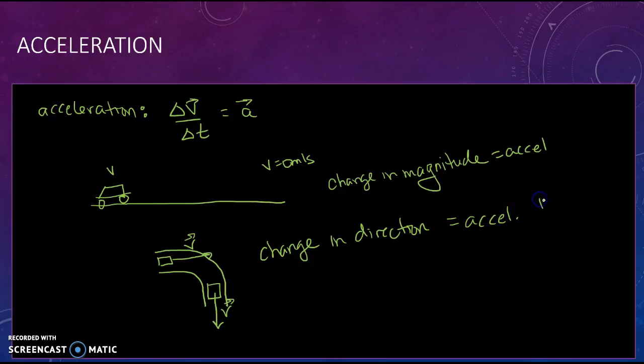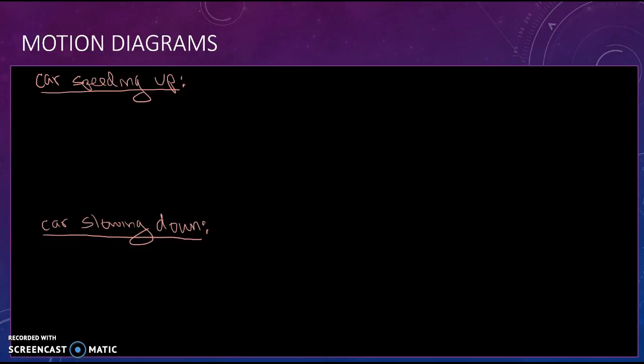Now, I'm going to put a little asterisk by this. We'll get to this later. We're not going to deal with this change in direction very much in this chapter. We'll deal with it a lot when we get to rotational motion. So really, we're going to be focusing right there. We're going to be focusing on the change in magnitude and how we handle change in magnitude of the acceleration.